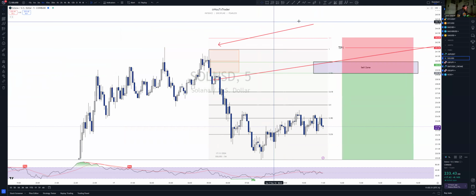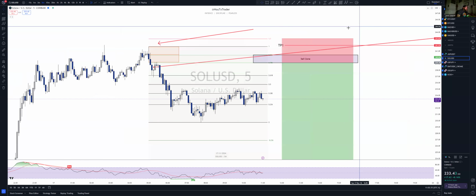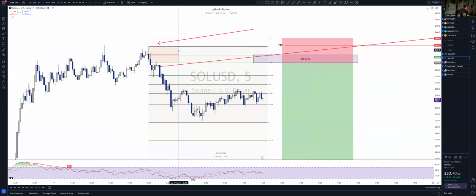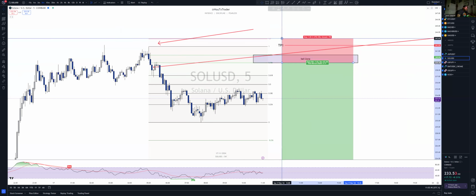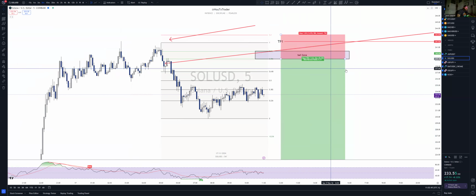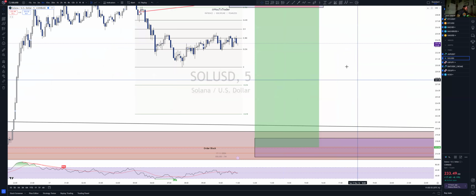So for me, if I was to look at Solana and trade Solana, which I might just do, I would be taking a sell right there. So I'd be entering the sell at 239.17 right there in that area, right? Put my stop loss up here at 243. Again, that's not crazy. And I'm looking to take that all the way back down to 217.